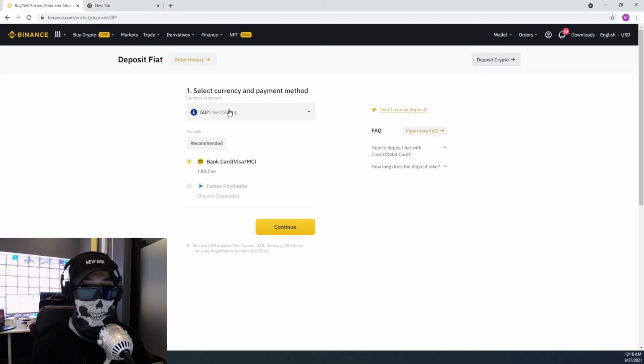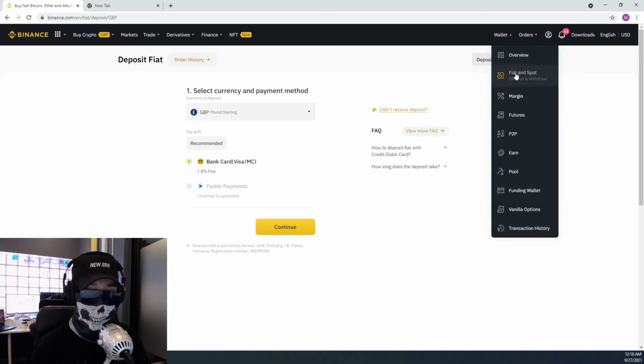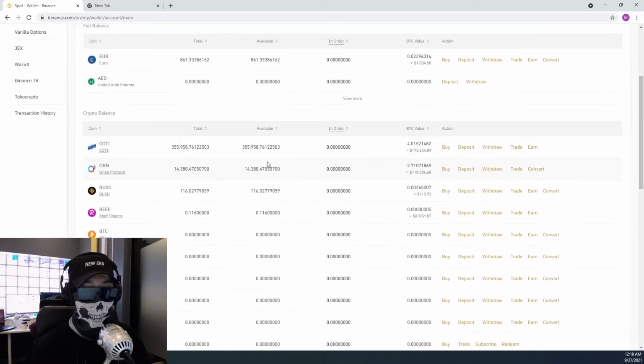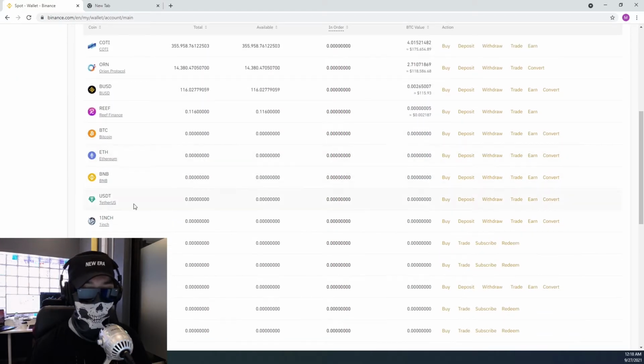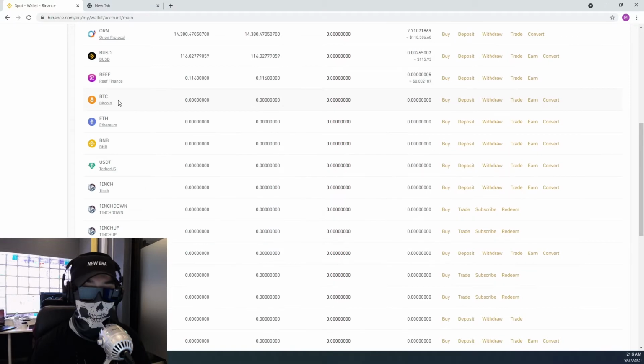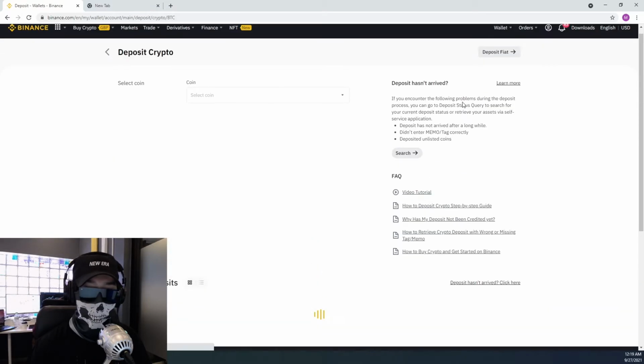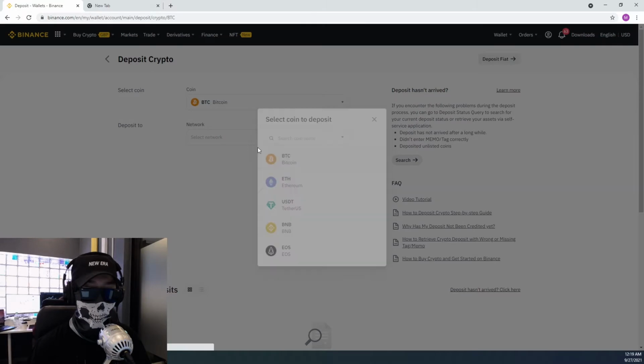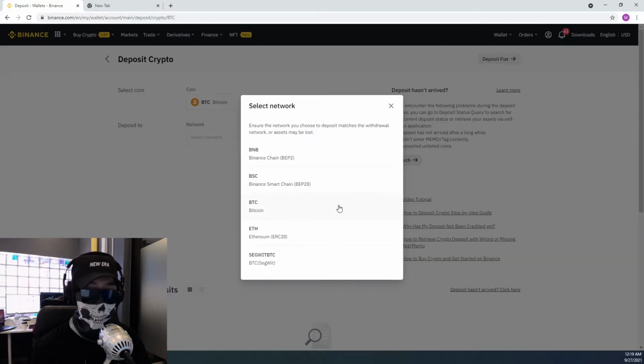Now if you already have crypto and you want to deposit it into your account, what you want to do is click on wallet over here, click on Fiat and Spot. And then you just want to scroll down to the coin you want to deposit. So if you already have Bitcoin, or if you already have Ethereum or USDT or whatever coin you got, just come over to Fiat and Spot up over here and then scroll down, go to the coin you want to deposit, click on deposit over here, select the coin, select the network. Most likely all of you guys will probably be on ERC20 unless you guys are on the Binance Smart Chain, so make sure to check which network you're on before you deposit your money.